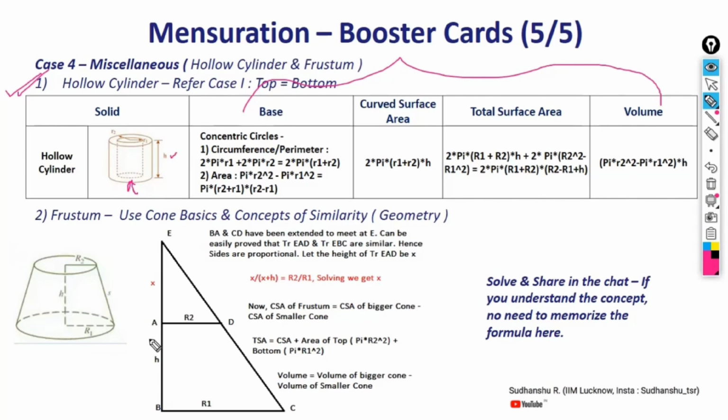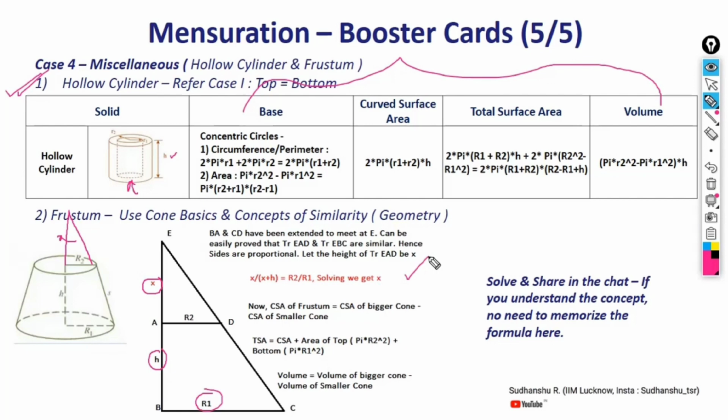Similarly, frustum, all you want to know is the concept of similarity. For example, let's say what is a frustum? If you cut a cone from the top, parallel to the base, you get a frustum, right? So if you see here, let's say this is R1, the total height is H. There is a smaller cone; if I build a cone here and take this height as X, I can calculate this X using similarity. Why? Because triangle EAD will be similar to triangle EBC, right? So you can use this concept and maneuver and solve the question. Don't need to remember it.